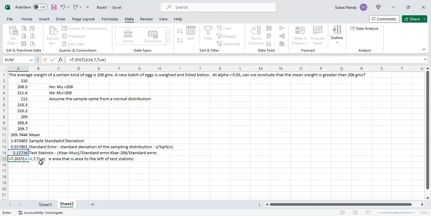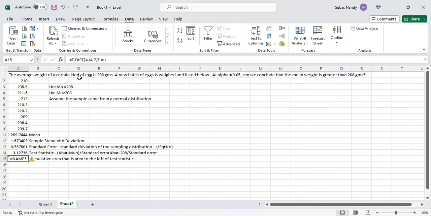So what did I do? First, I put the x value. That is, I want to calculate the cumulative area up to 3.12736, which is in cell A14. So inside the parenthesis, my first argument is A14, comma, degrees of freedom is sample size minus 1, 8 minus 1 is 7, and then comma, and I have to put TRUE to indicate that I want to calculate the cumulative area to the left of 3.12736, and hit enter.